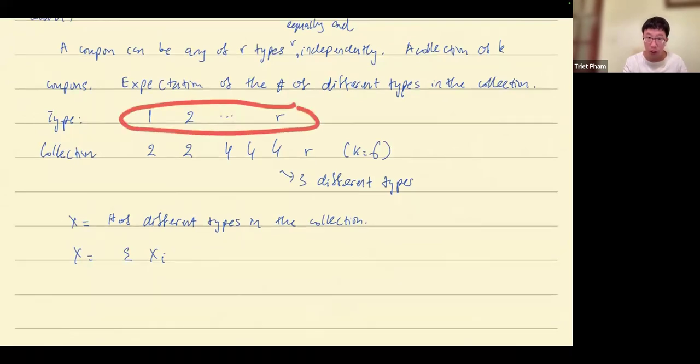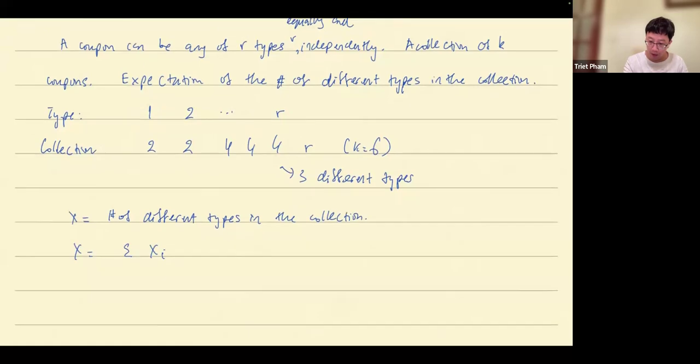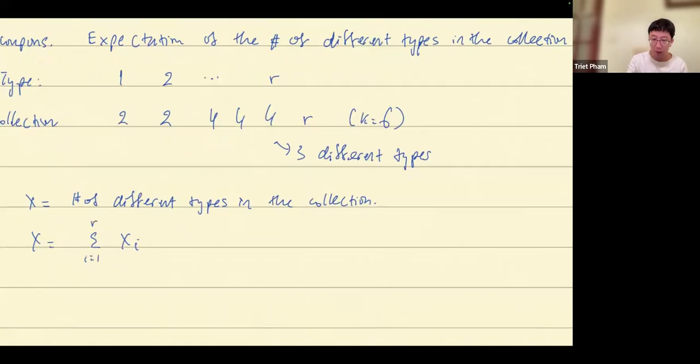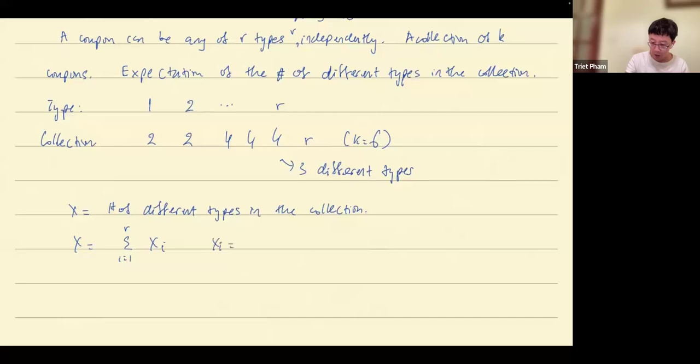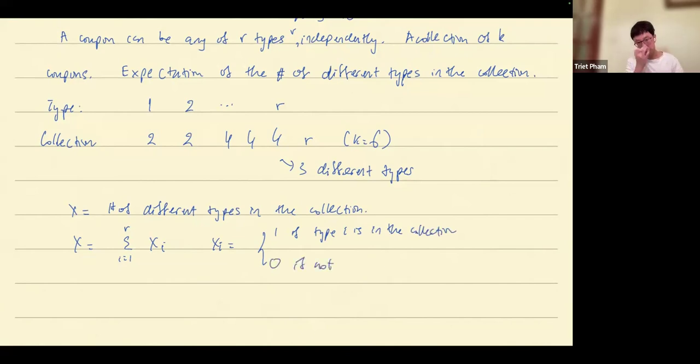So we are summing over each type. We go through the types and see if that type is in the collection or not. And that's exactly how this example works. You go through the collection and see: is type 1 in the collection? The answer is no. Is type 2 in the collection? The answer is yes, and so on and so forth. And then you get to 3 at the end, at least for that particular collection. So you sum over the types, where X_i will be 1 if type i is in the collection, 0 if not.